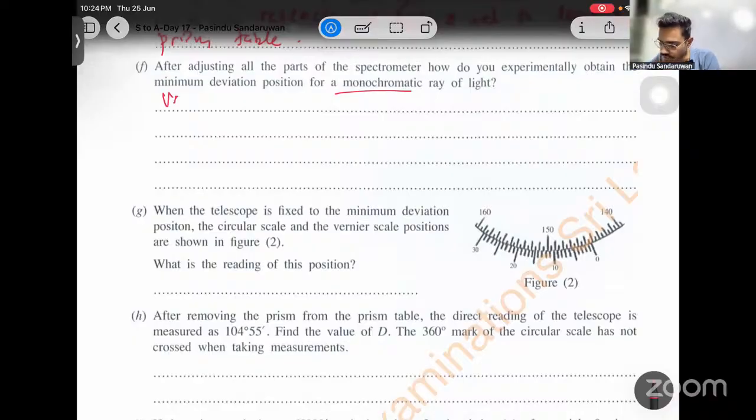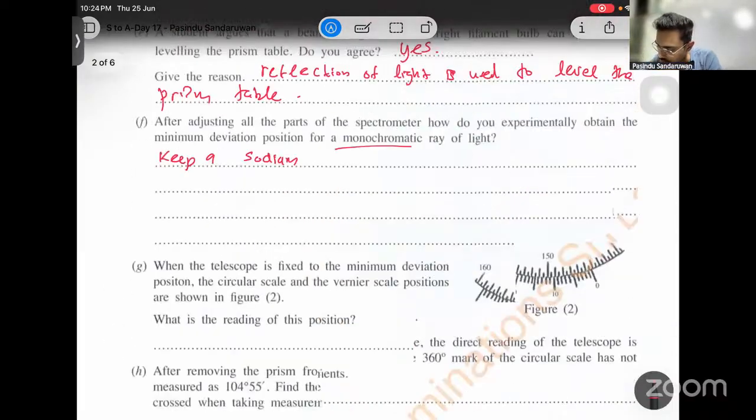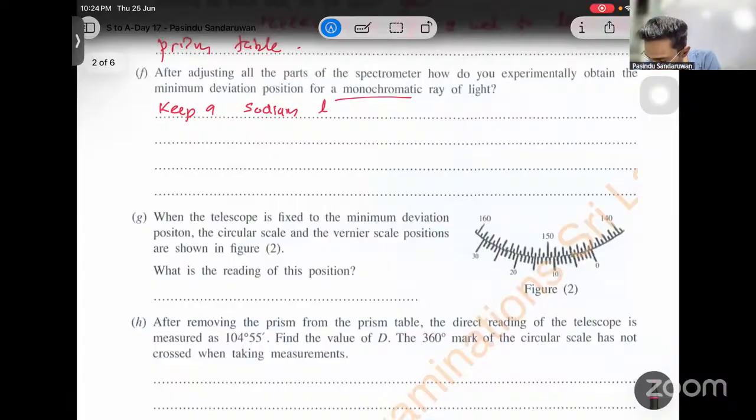Keep a sodium lamp in front of the objective piece of the telescope. And when keeping the prism, there are things to be followed.